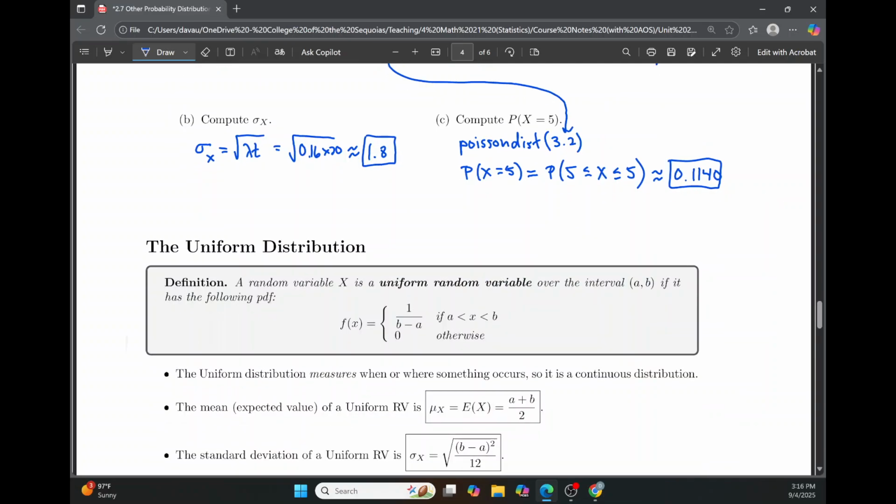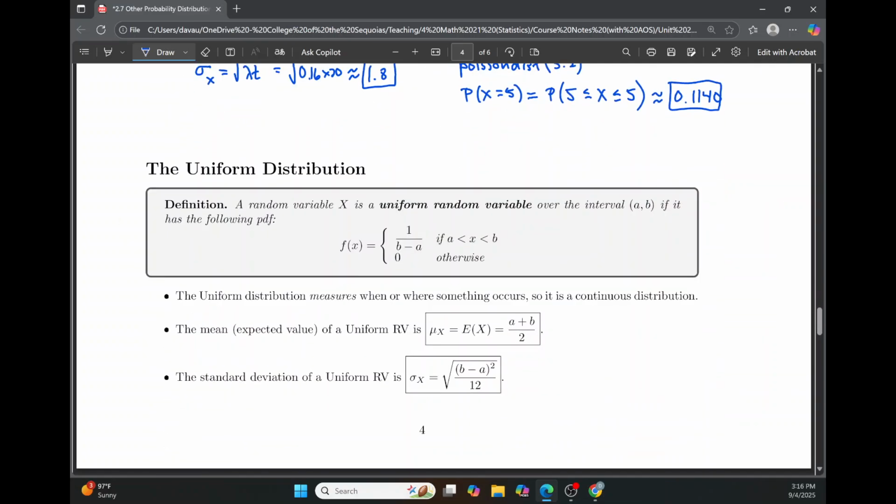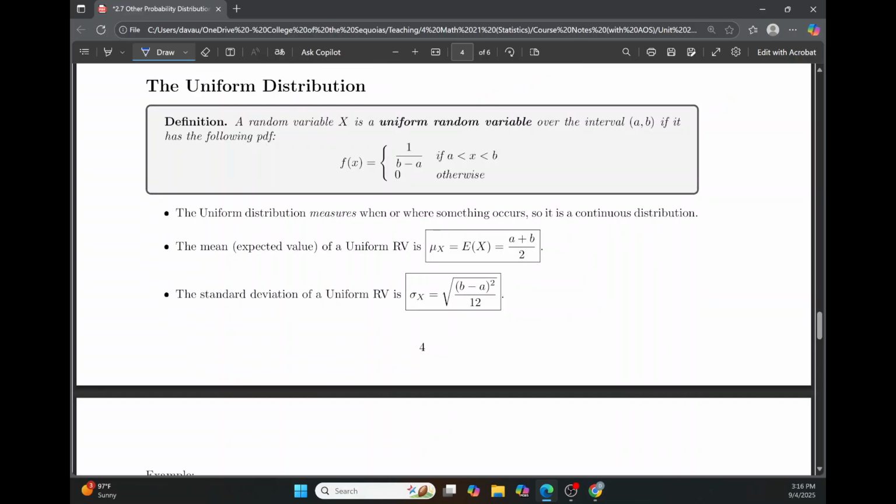So the uniform distribution. The uniform distribution has an interesting connection to the Poisson distribution that we just talked about, and we'll talk about it in a second. For now, this is how we define the uniform distribution. A random variable x is uniform if it has this as its probability density function. Again, we're not going to be using this formula by hand, so you don't need to really worry about it too much.